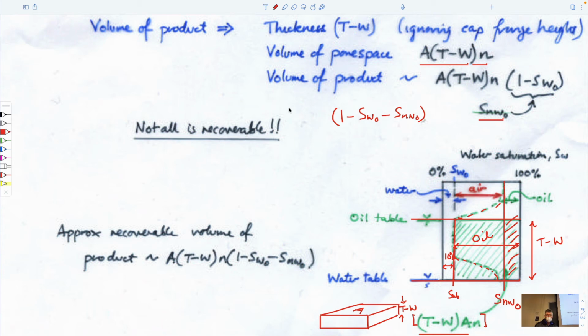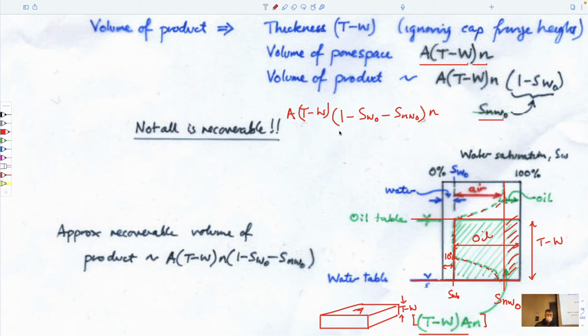Times, just for completeness, times area times T minus W times porosity. So, same equation. So in other words, just add this equation in here.